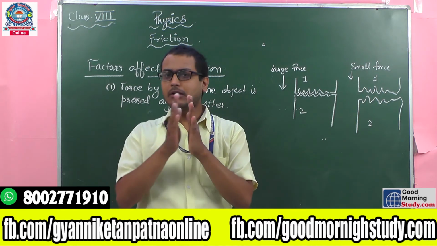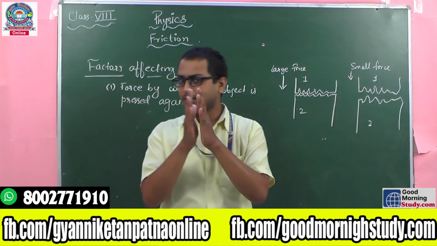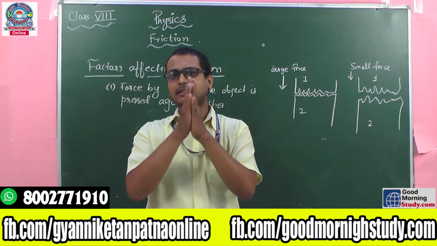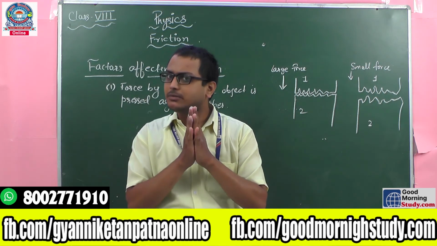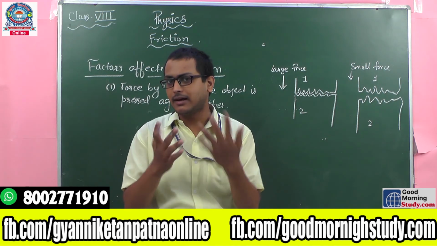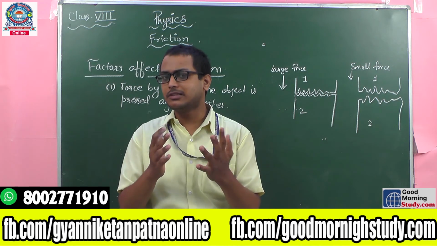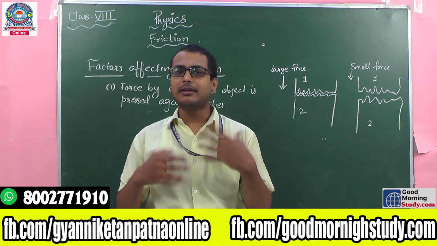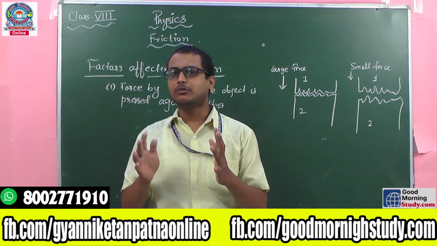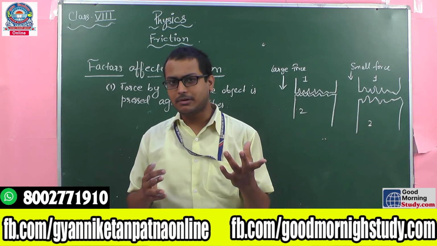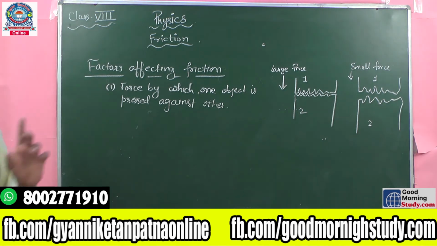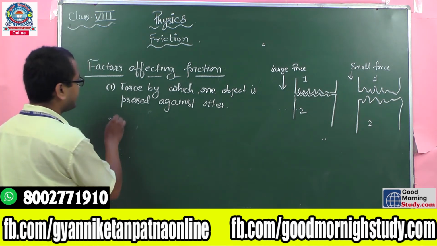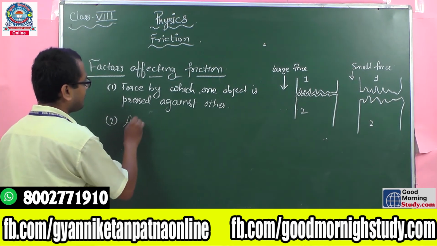And suppose you are pressing with a very small force. Then there will be very easy movement. So whenever you press two objects with a very large force, a very large friction force is applied between the two objects, and whenever you press the two objects with a small force, there will be a very small friction force. And the last factor on which the friction force depends is the amount of roughness.